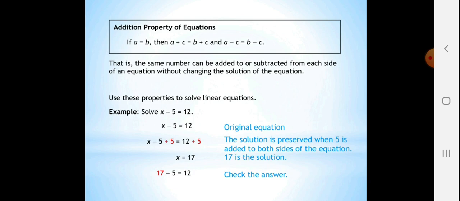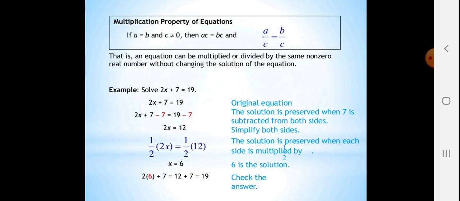Addition property. If a is equal to b, then if I add c to the left hand side and right hand side, or if I subtract c from the left hand side and right hand side, the answer remains the same. Let's use this property to solve an equation. x minus 5 is equal to 12. Now I'll add plus 5 to both sides. You can see the answer is x is equal to 17, which is the true equation.